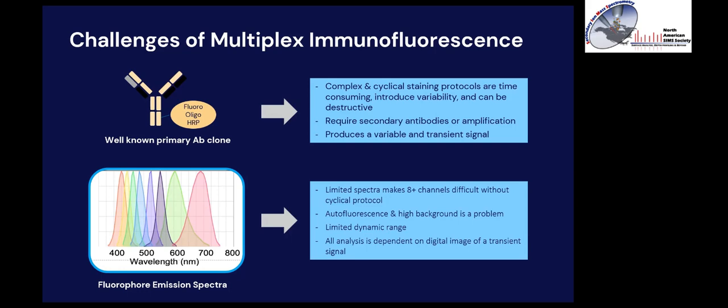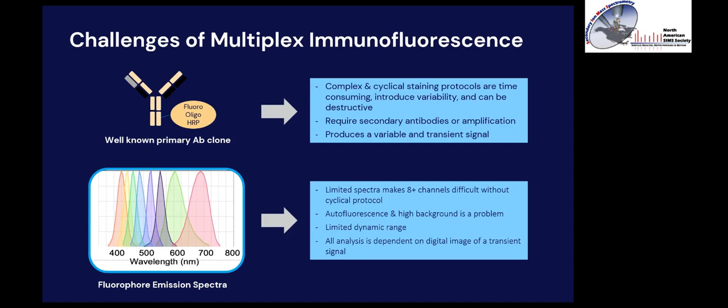And at the same time, anything that's going to be based on light, specifically in immunofluorescence, you're going to be limited to the number of different probes you can image at the same time. Realistically, it's only about a maximum of 8 with multiplex immunofluorescence, as the emission of those probes overlaps with each other in the visible spectrum. You also see high autofluorescence and background in these imaging methodologies, a limited dynamic range, and all analysis is dependent on a digital image of a transient signal.